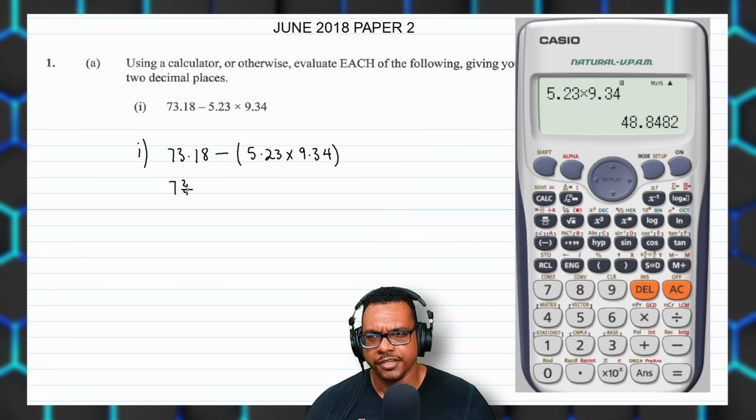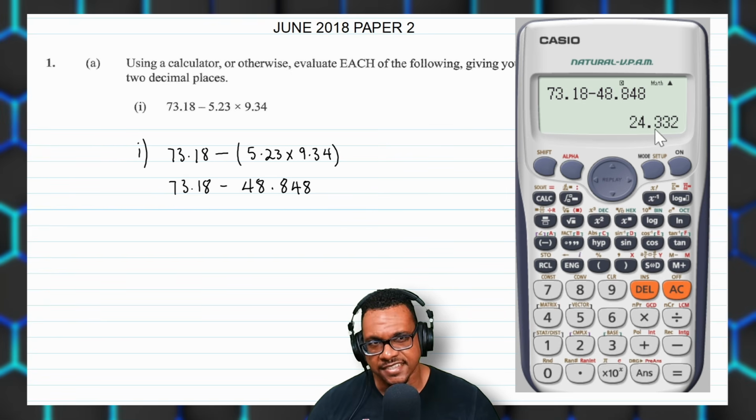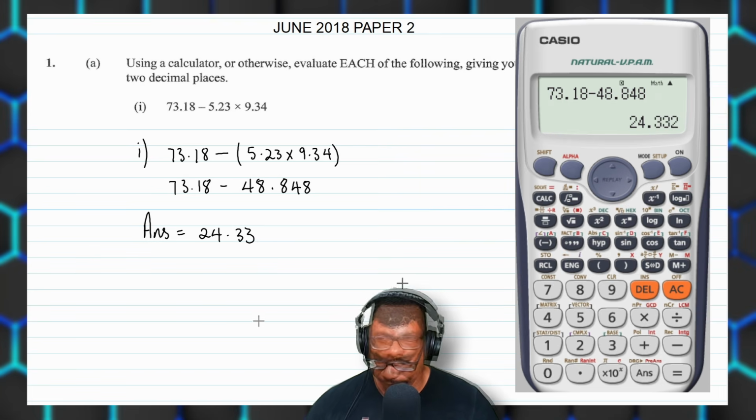So I'll come here and put 73.18 take away 48.848, and now I can subtract these two. And this answer, I'll write to 2 decimal places. So I get 24.33 after the 2, so this 3 remains the same. So my answer would be equal to 24.33.